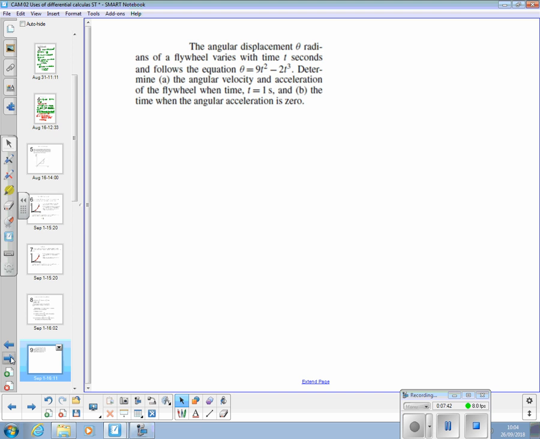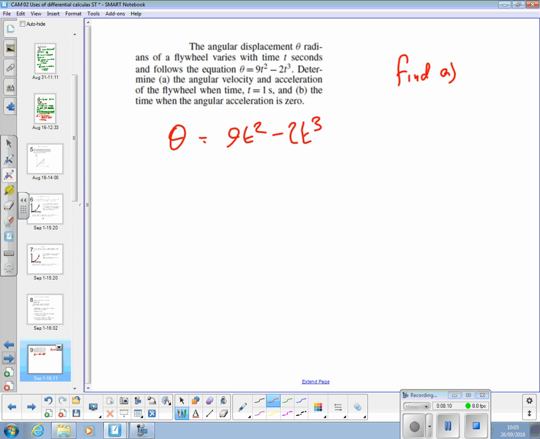So, angular displacement, theta radians of a flywheel, varies with time t seconds and follows the equation angular displacement theta equals 9t squared minus 2t cubed. We've got to find A, velocity and acceleration when t equals 1, and B, time when theta is equal to 0.